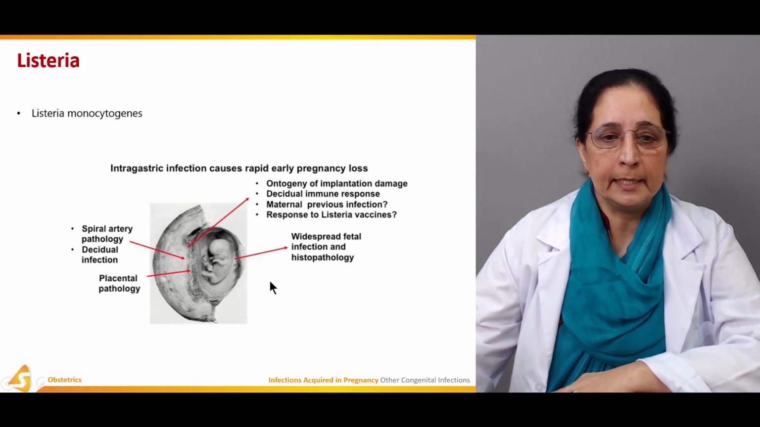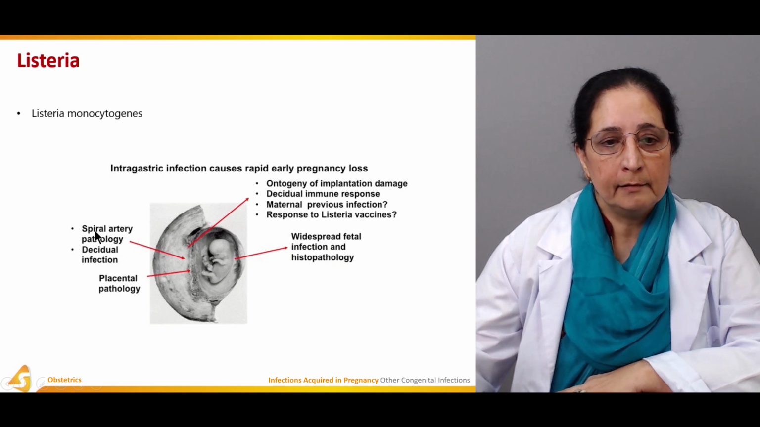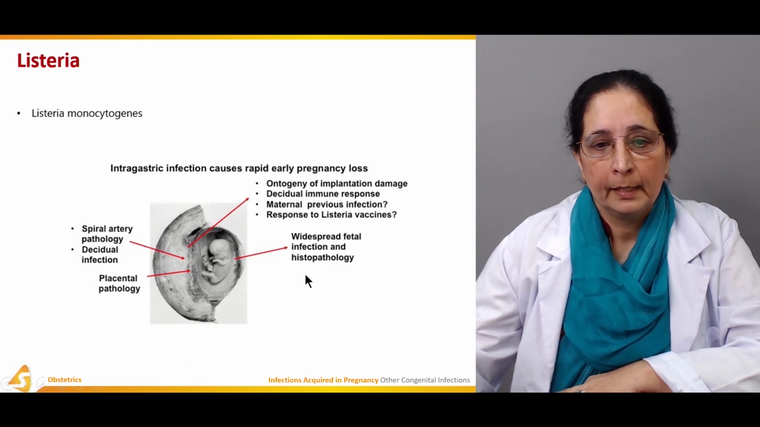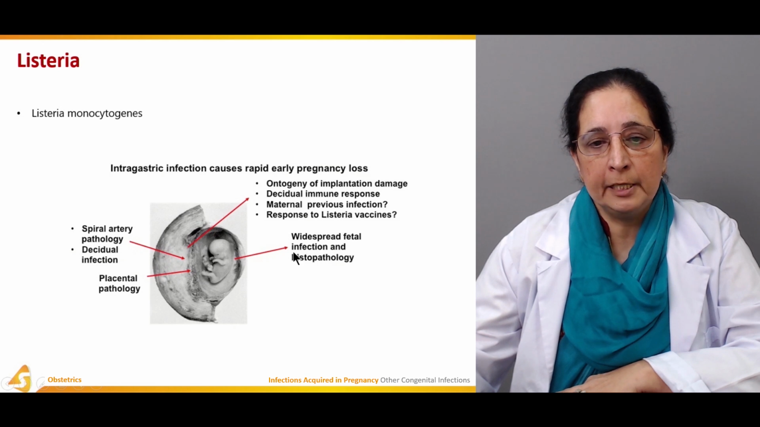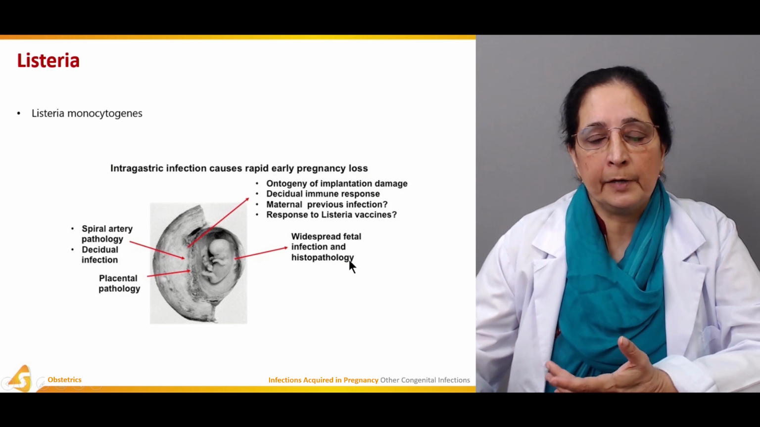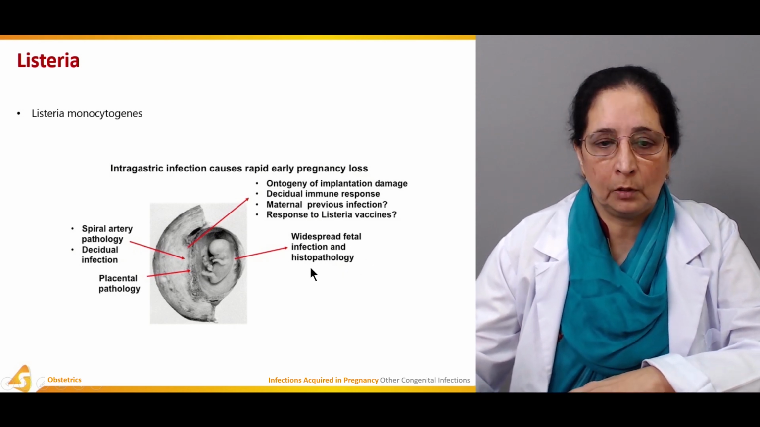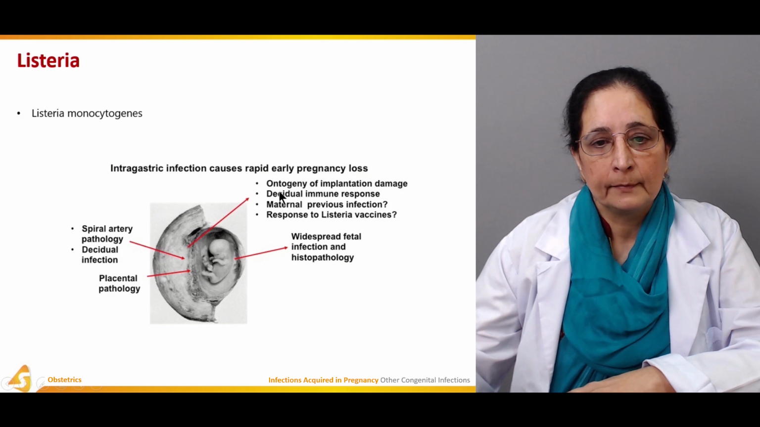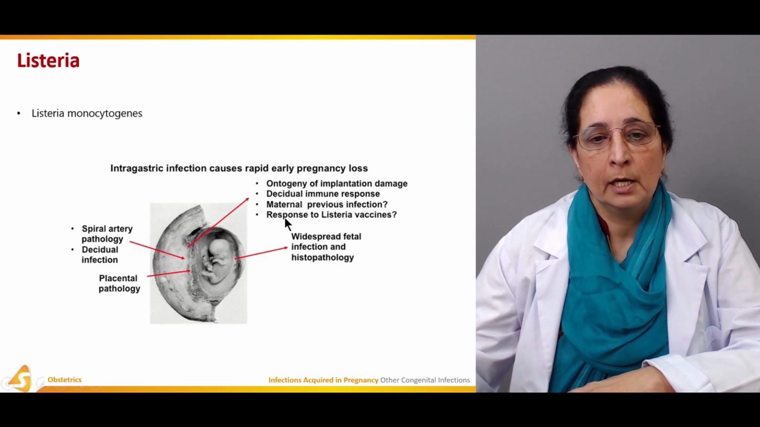These are some changes that can occur in Listeria. There is spiral artery pathology, decidual infection, placental pathology. So all these structures are affected in Listeria. Widespread fetal infection and histopathology, ontogeny of implantation damage, decidual immune response, maternal previous infection, response to Listeria vaccine.